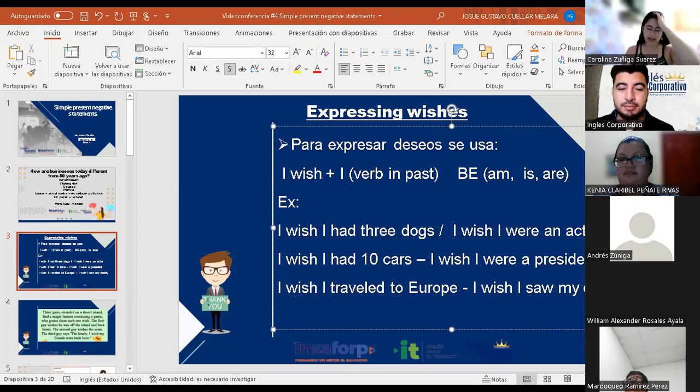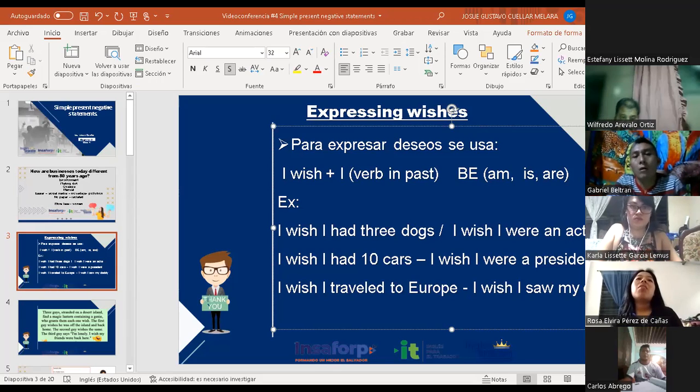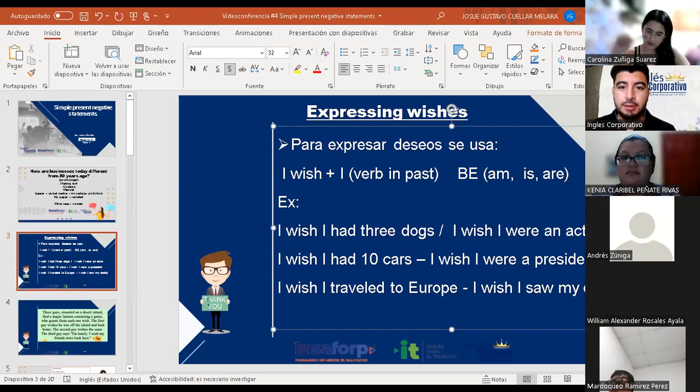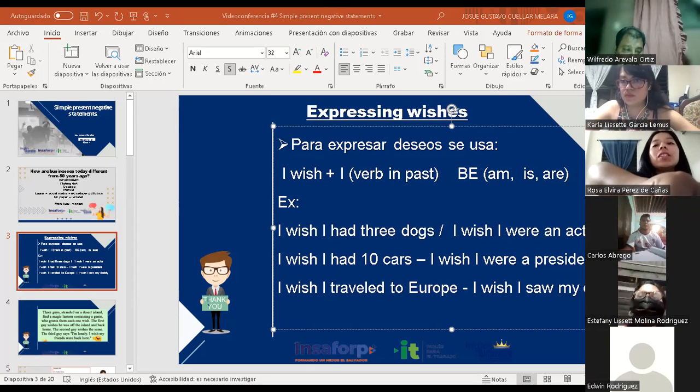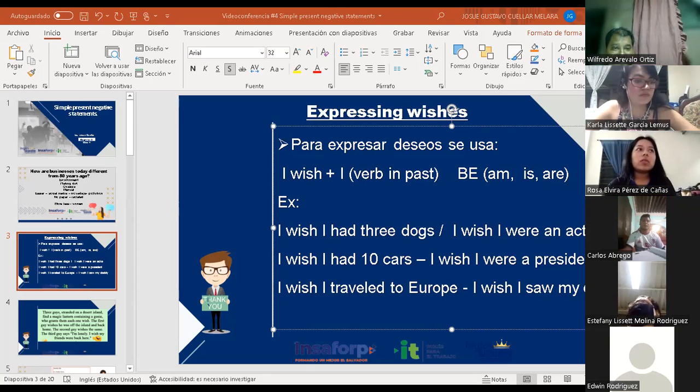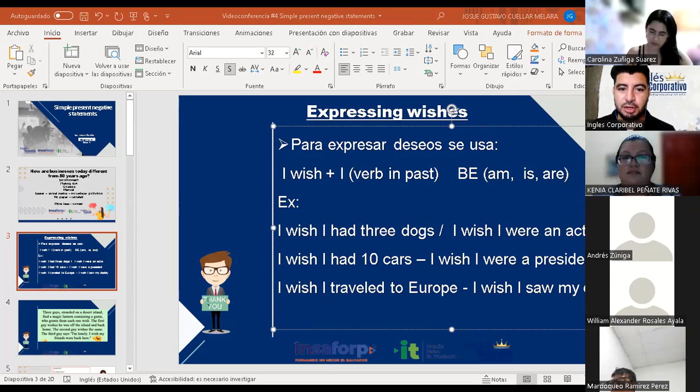Okay, I wish I lived in República Dominicana. Okay, that sounds really very fresh. Yes. Gabriel, and then we go with Wilfredo. I wish I were manager. Mm-hmm. I wish I were manager. Good example. Wilfredo, Rosa. Okay, creo que Wilfredo no está listo. Vamos con Rosa. ¿Qué, Rosa? I wish I traveled to New York. Okay, good, good.